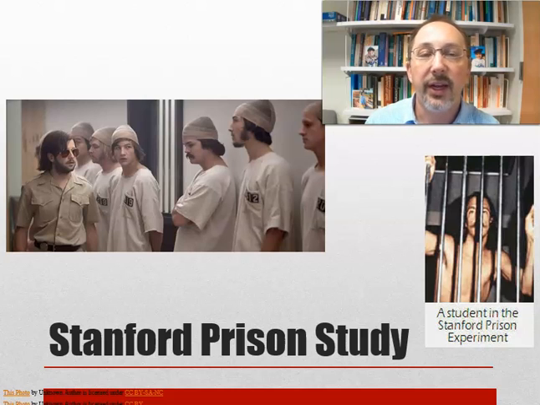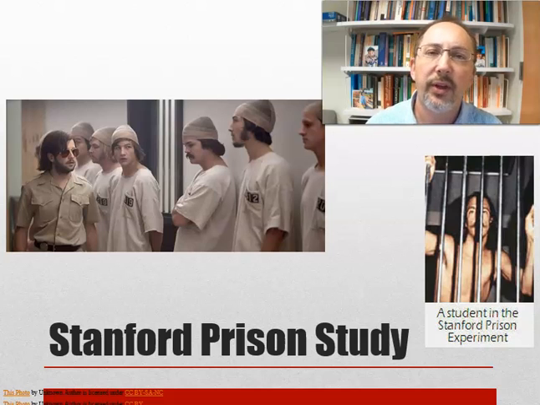The guards worked 8-hour shifts, went home, went about their lives. The prisoners were kept in an effective prison the entire time. Now, they could leave. They weren't locked in, but it wasn't really clear that they could do so, right? And the guards were told to just behave as guards. And what happened is people took on these roles, and it's been used as an example of roles.